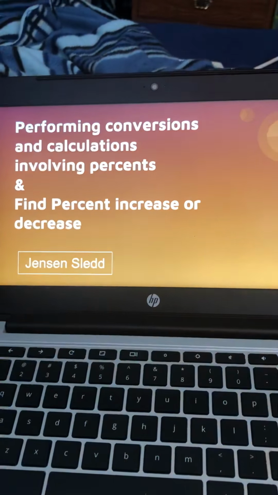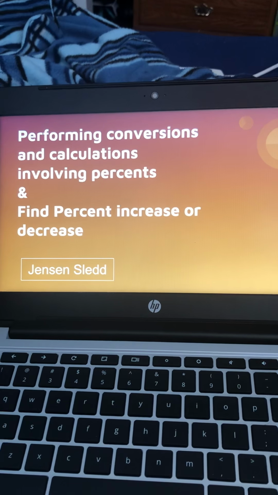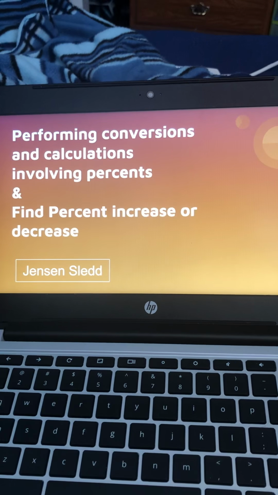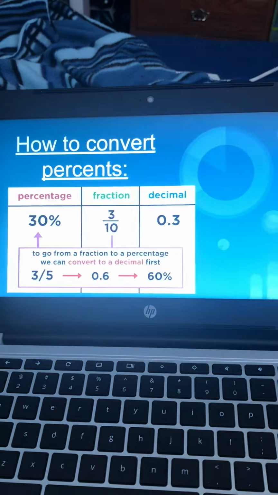My parts consist of performing conversions and calculations involving percents and finding percent increase or decrease.